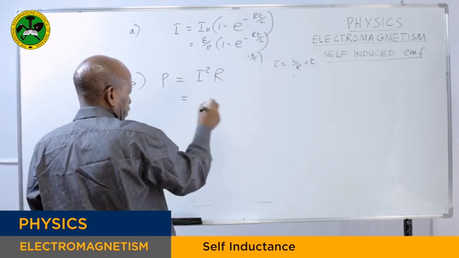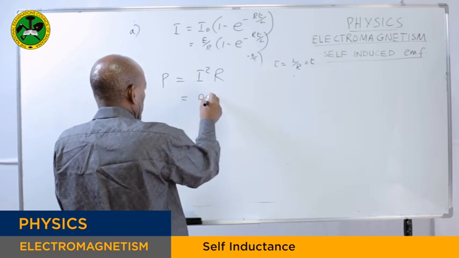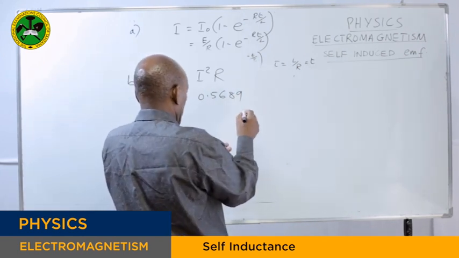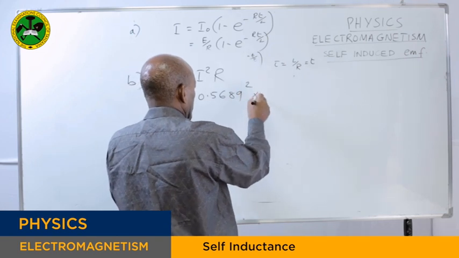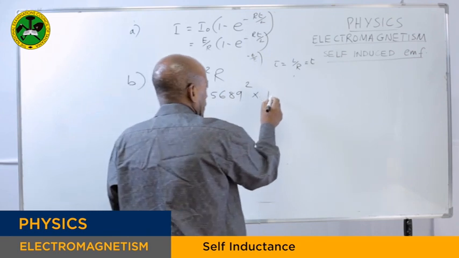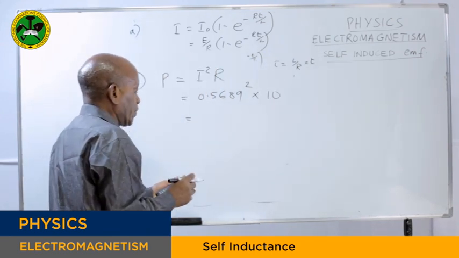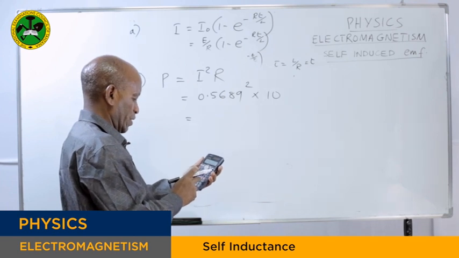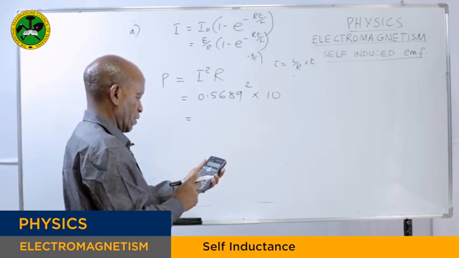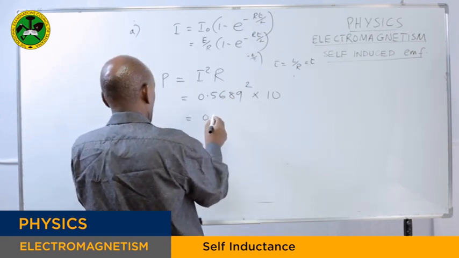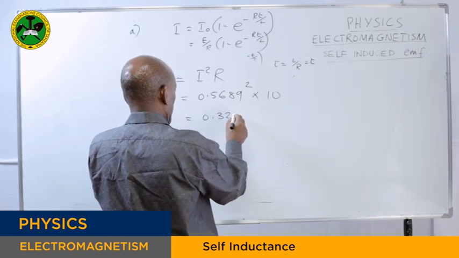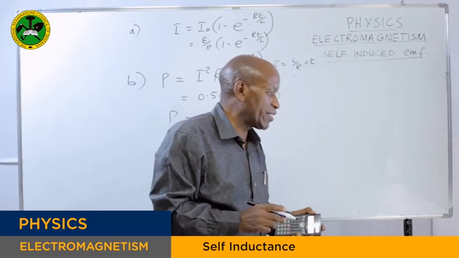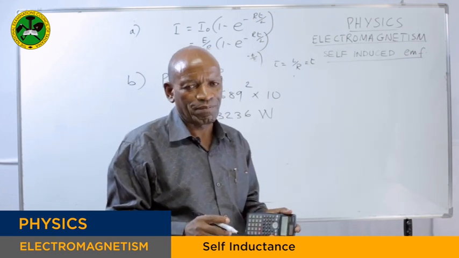So that we can substitute, we have already obtained the current, which is 0.5689. We square this current times the resistor. The resistor connected there is 10 ohms. So we just multiply there and get the power in watts. The answer will just be equal to 0.3236 watts. So this is the rate at which the energy appears as joule heat in the resistor. This is part B.